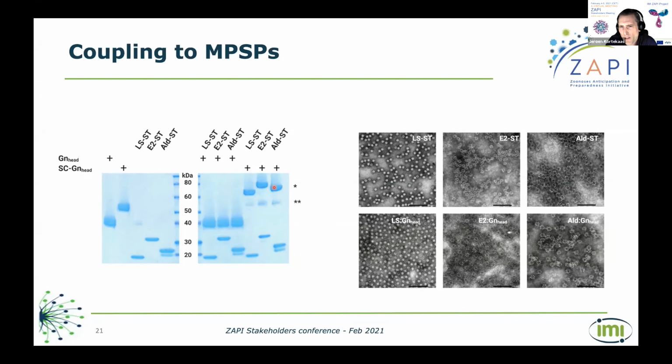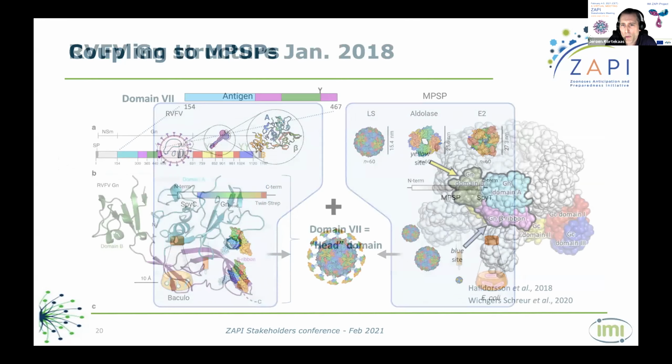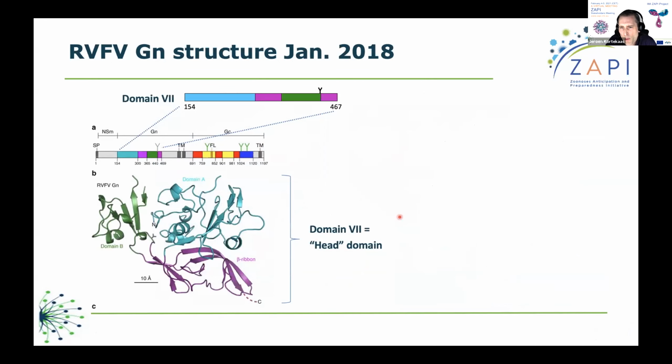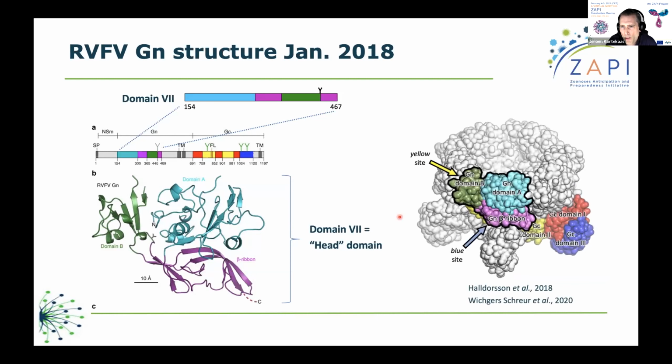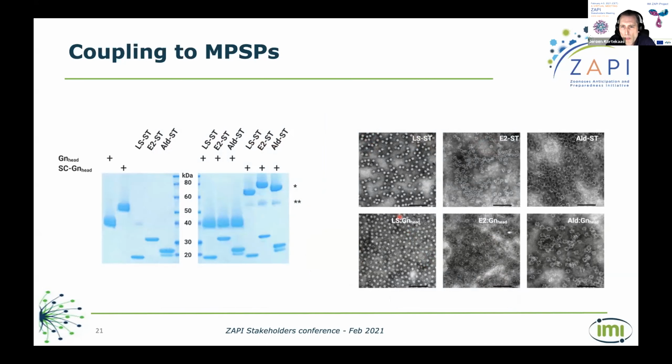And then if you look on the right, on the top you see the particles with the spike tag without the subunit coupled, and at the bottom you see the particles with the subunit coupled. And as you look carefully, you see that there's more electron density around these particles, suggesting that indeed these are the particles with the decorated subunit attached. Next slide, please.